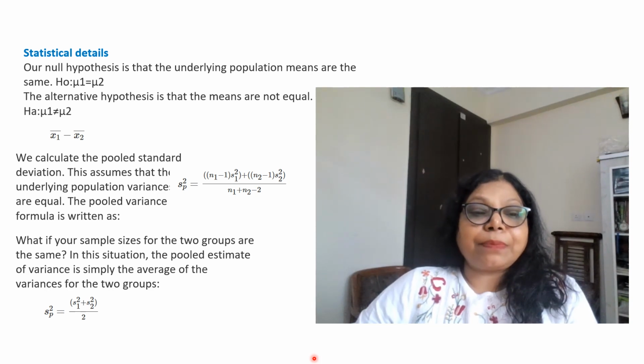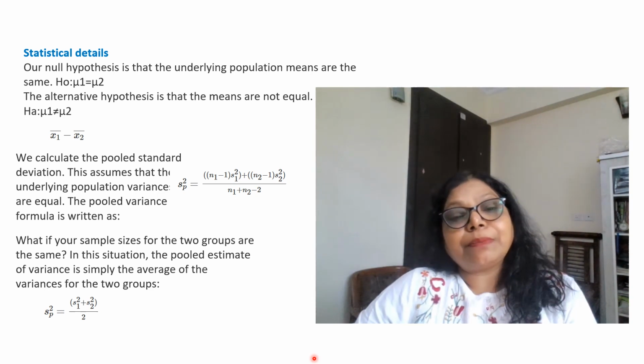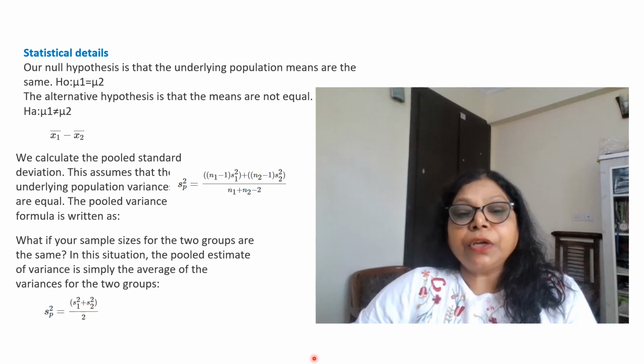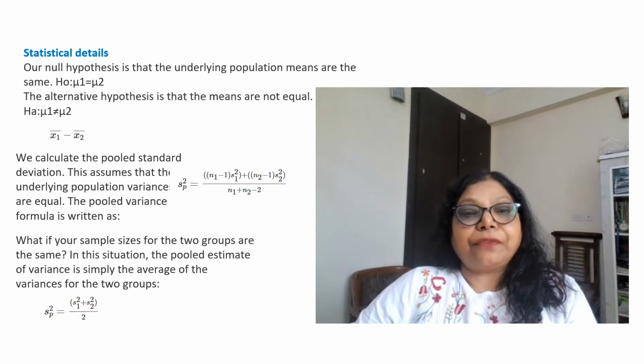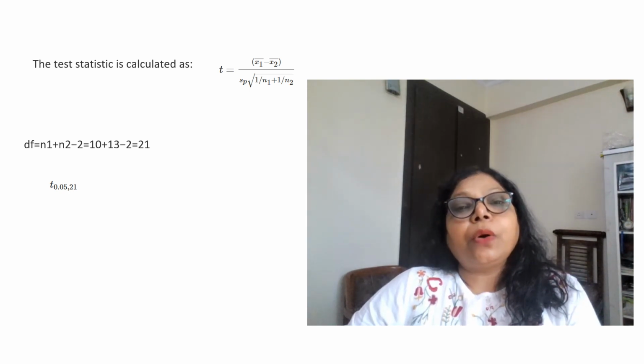What if our sample sizes for the two groups are the same? In this situation, the pooled estimate of the variances is simply the average of the variances of the two groups, S1 squared plus S2 squared, upon 2. Here the test statistic, as we have seen, is t equals x1 bar minus x2 bar upon Sp times the square root of 1 upon n1 plus 1 upon n2.